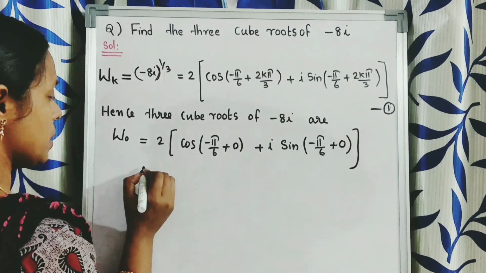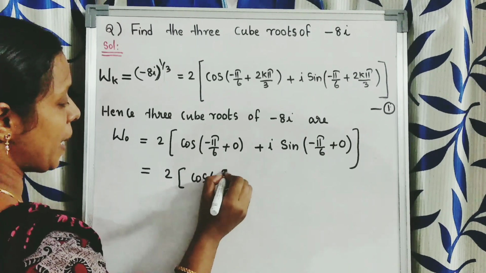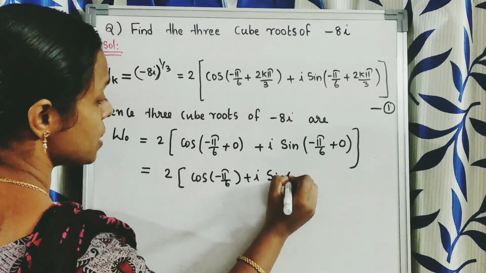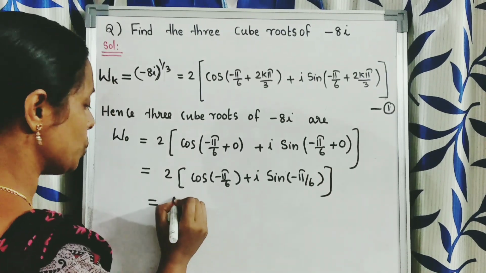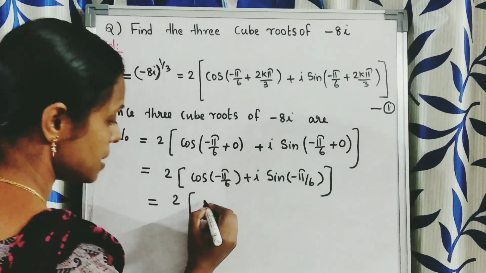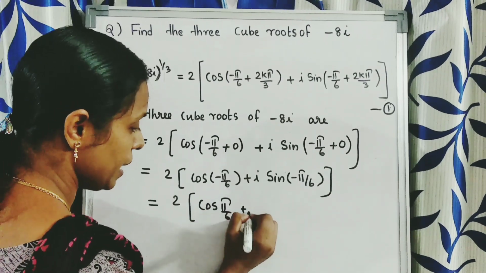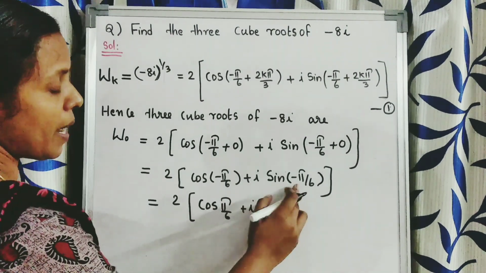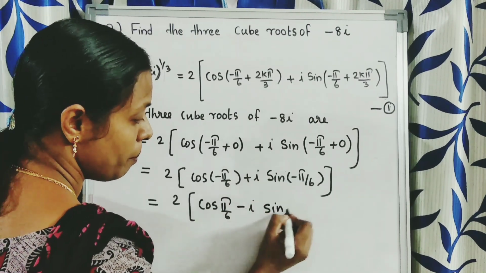That is equal to, we can write 2 into cos negative pi by 6 plus i into sine negative pi by 6. That is equal to 2 into, here cos minus theta is equal to cos theta, that is cos minus pi by 6 is cos pi by 6, plus i into, here sine minus theta, we know that is minus sine theta, that is sine minus pi by 6, we can write minus sine pi by 6.